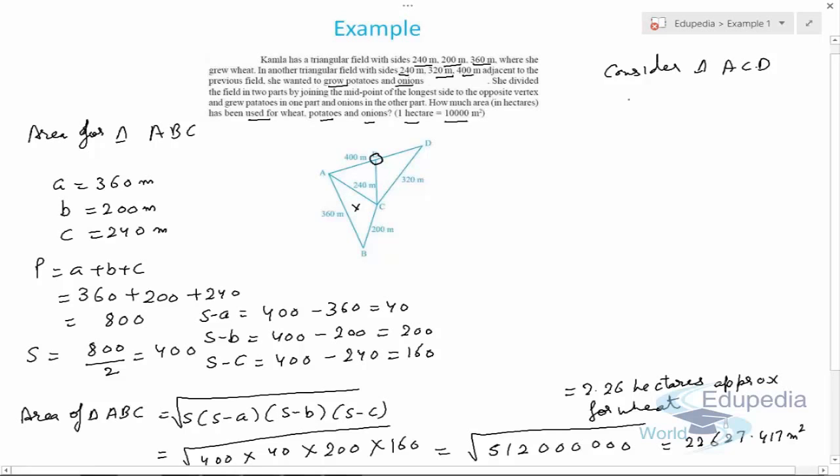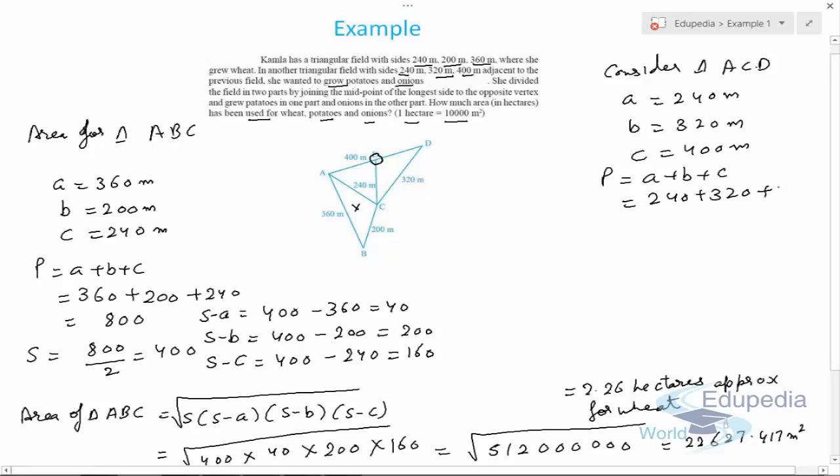So in this triangle ACD, it's given A is 240 meters, B is 320 meters, and C is 400 meters. This means perimeter will be A plus B plus C, which is 240 plus 320 plus 400. So we need to add 240, 320 and 400, and it will come out to be 960.